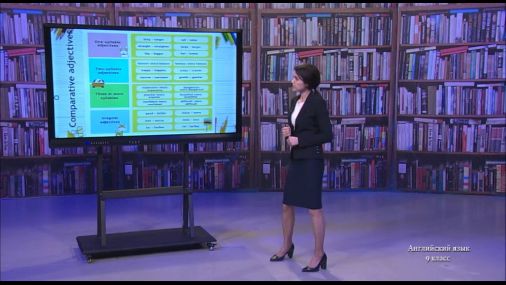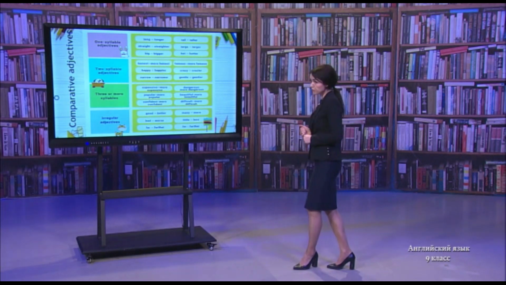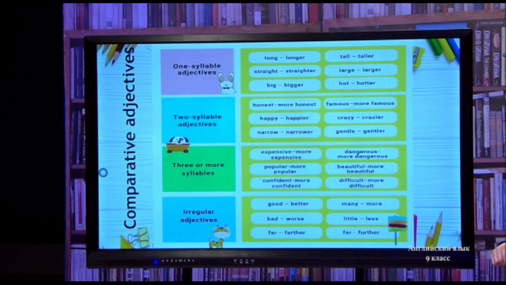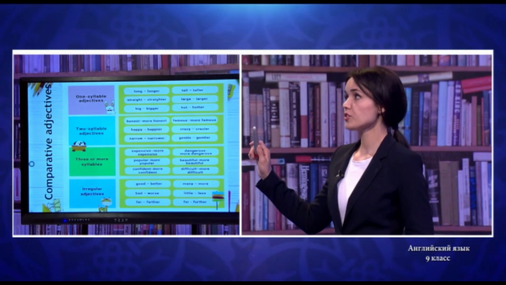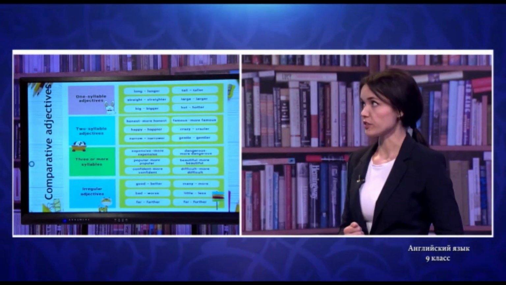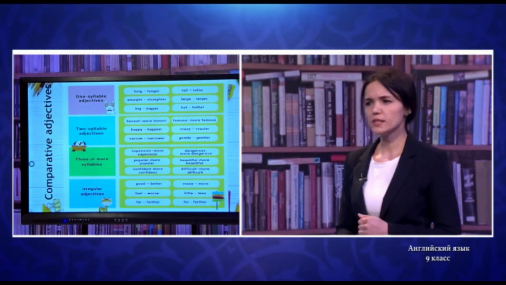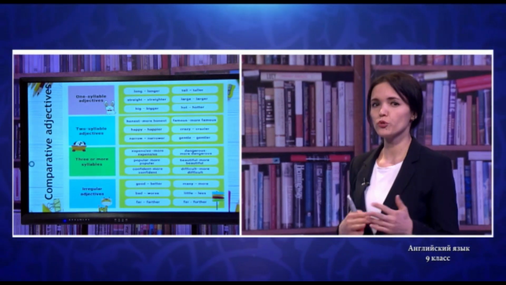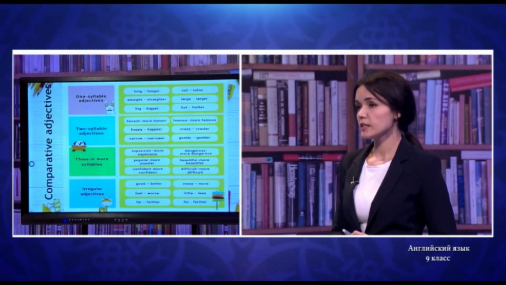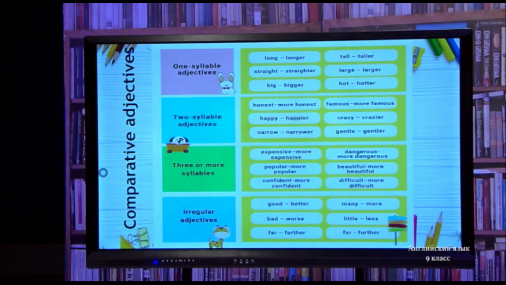Well, here in the table you can see comparative adjectives. There are 4 types of adjectives: 1 syllable adjectives, 2 syllable, 3 or more syllables, and irregular adjectives. Well, 1 syllable. What does syllable mean? Let's try to determine or identify. If there is a vowel in one word, that means it is a 1 syllable word.